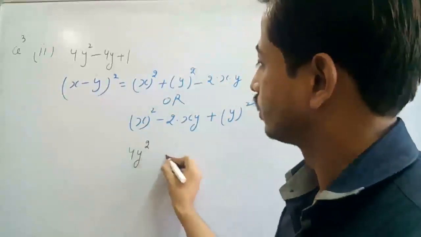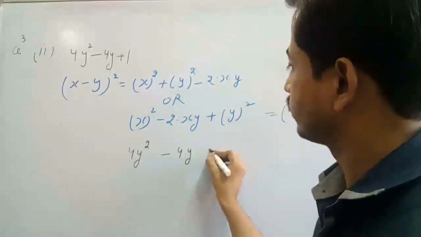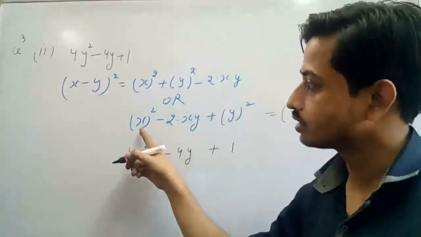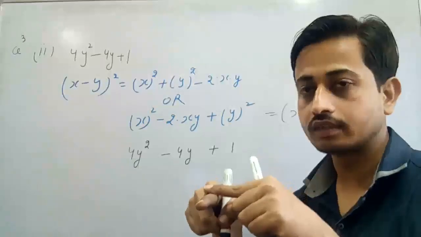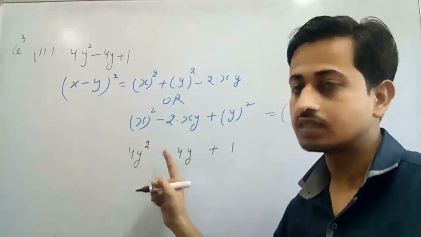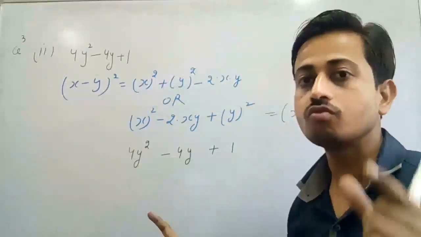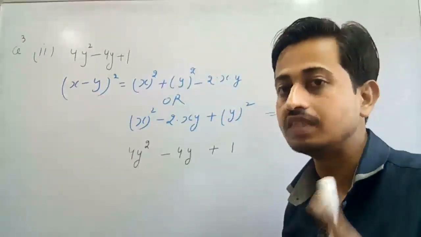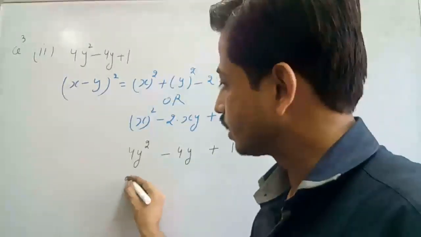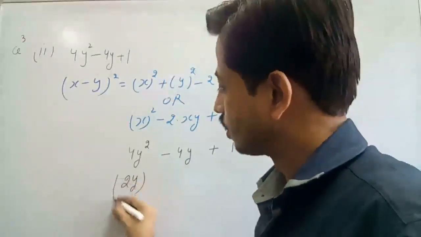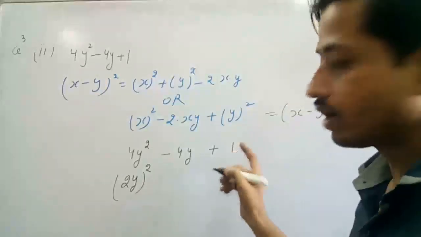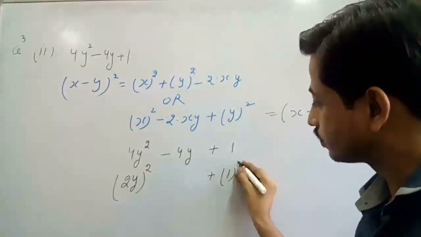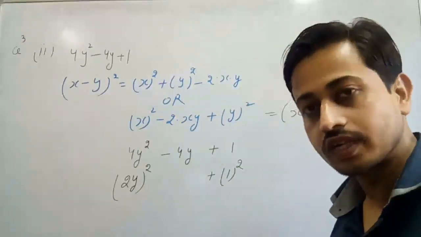4y square minus 4y plus 1. So how can we write this? In the first term we have to write an overall square. This is not the overall square; this is only the square of y, not the square of 4. So 4 can be written in terms of a square: 2 into 2 means 2 square. So this term becomes (2y) whole square. 1 can also be written as 1 square, since 1 into 1 also gives 1.